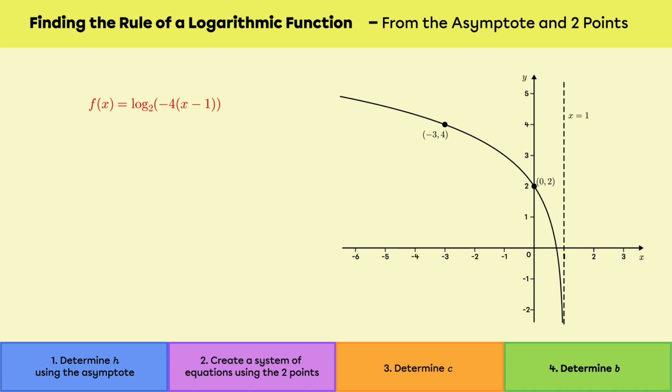I hope this video has helped you better understand how to find the rule of a logarithmic function using the equation of the asymptote and at least 2 points that belong to the function. To know what to do when one of the 2 points is the 0, or x-intercept, watch the next video.